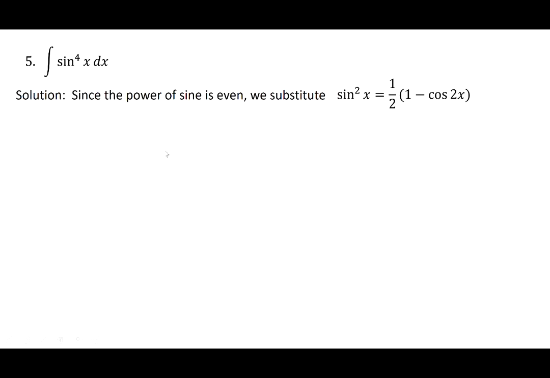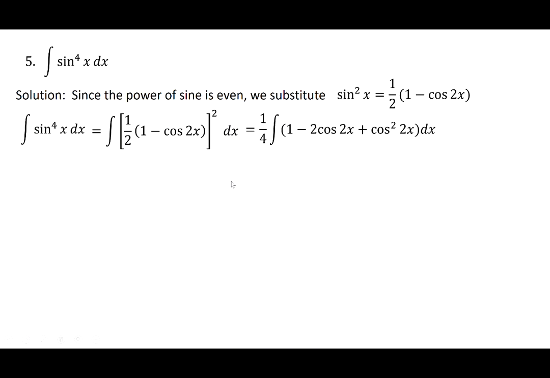What about sine to the 4th x? I love this problem, the integral of sine to the 4th x. Well, isn't sine to the 4th x the same as sine square x, the quantity squared? So for sine square x, we plug in 1/2 times (1 minus cosine 2x), and we square the whole thing. Now we distribute, or FOIL, this whole thing out, and we end up with this.